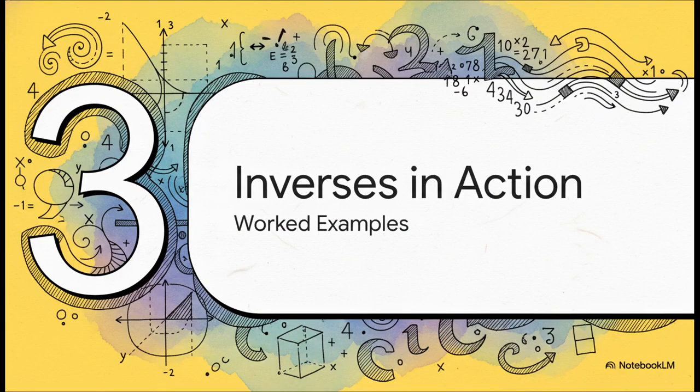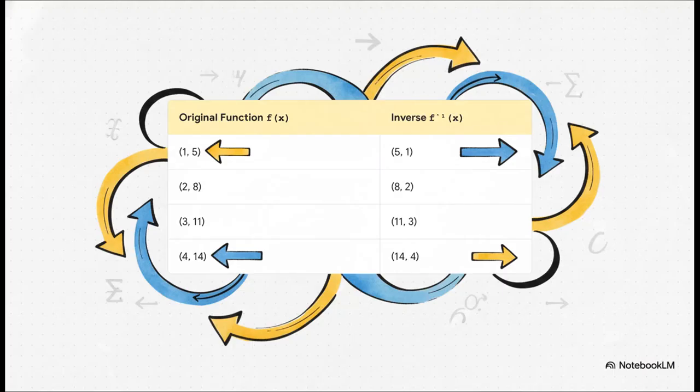Okay, enough with the theory. Let's actually see how this stuff works with some real examples. This table shows the idea perfectly. If the original function turns a 1 into a 5 and a 2 into an 8, well, what does the inverse do? It turns that 5 right back into a 1 and the 8 back into a 2. To get the inverse, you're literally just swapping the input and output values.